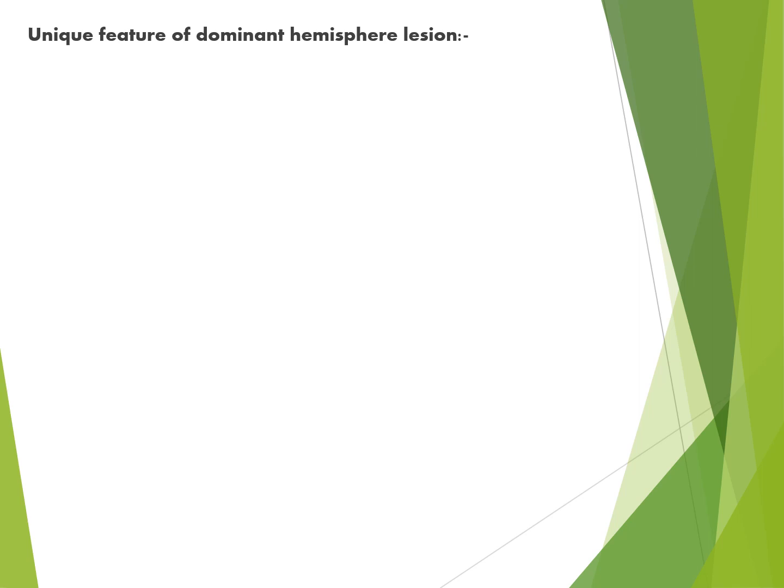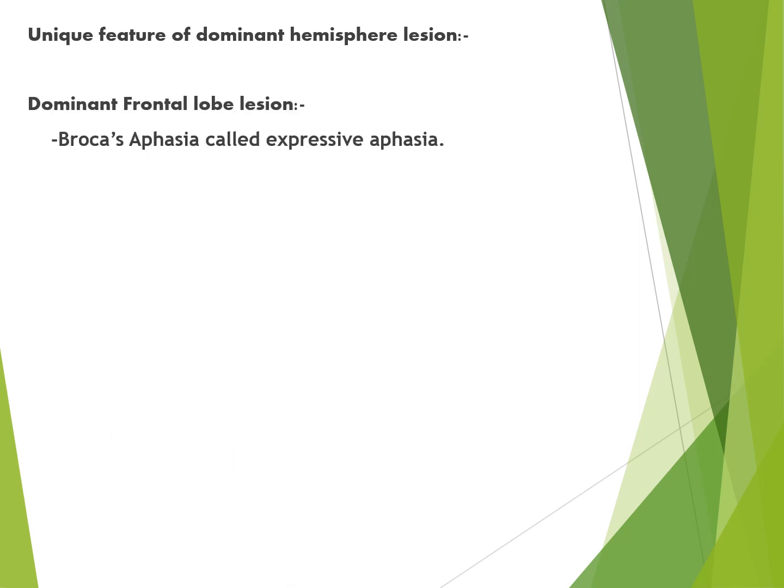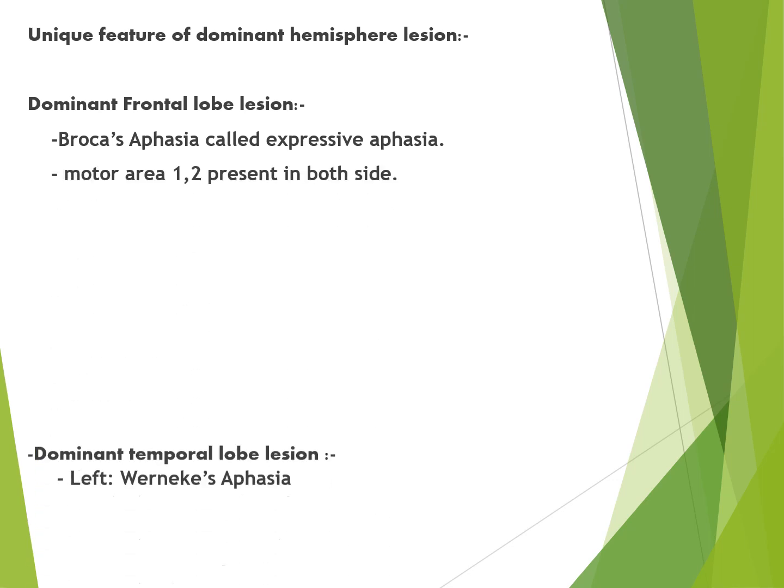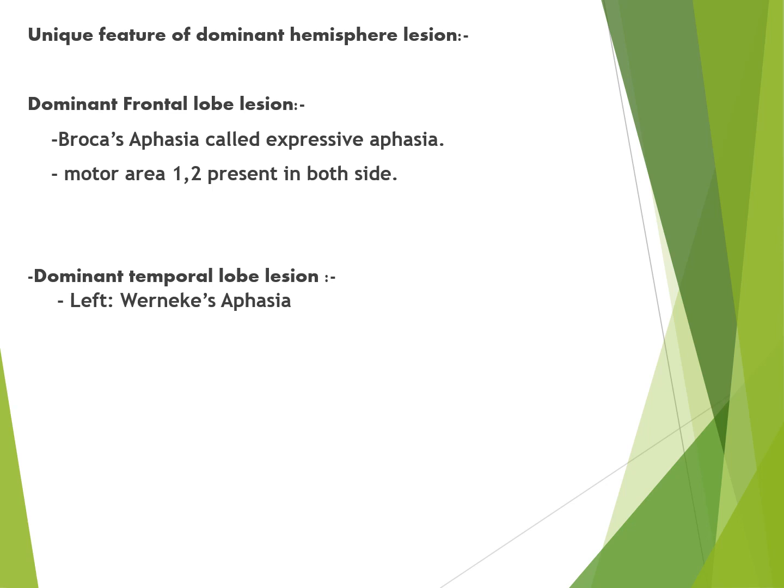Unique features of dominant hemisphere. Dominant frontal lobe lesion will absolutely damage Broca's area, which is responsible for expressing speech, and will lead to expressive aphasia. Dominant temporal lobe will lead to Wernicke's aphasia, which is receptive aphasia. Parietal lobe will lead to hemineglect, and a lot of lesions will be associated with such lesion. But there are lesions which will guide you toward the dominant hemisphere or dominant lobe affected.